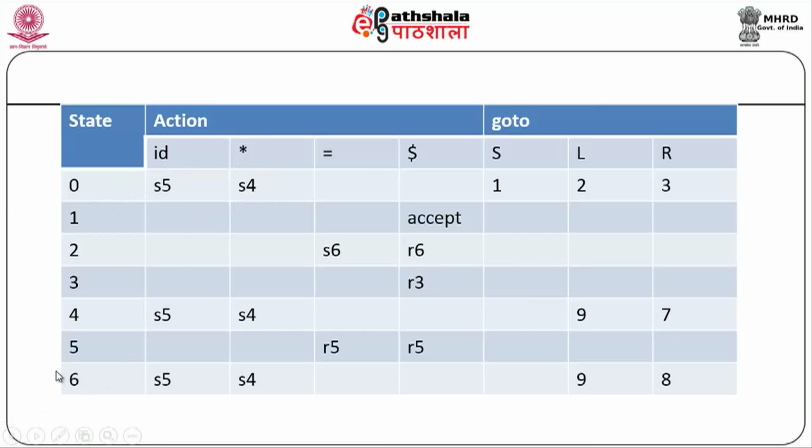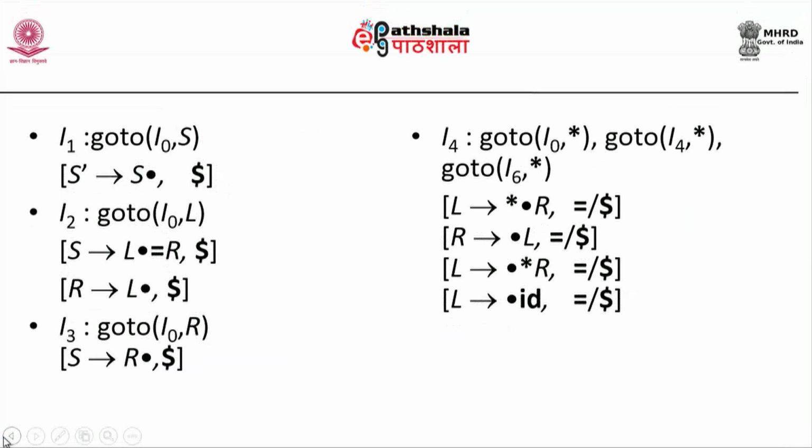As is the case, I have actually merged at item 4. If you remember, item 4 has been merged, because I said I naught comma star, I4 comma star, I6 comma star will result in 3 different sets of items with different look aheads. But since none of the items has a dot at the end, I don't care.